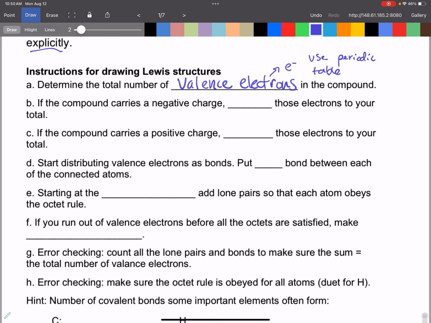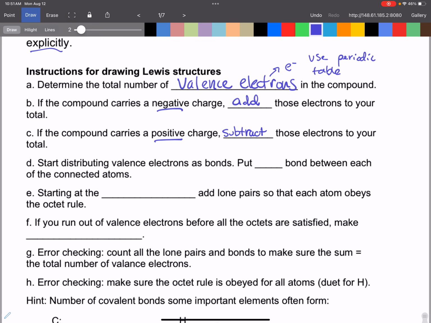If the compound has a negative charge, that means it's negative because it has an extra electron or two or three or however many, and you're going to add those numbers of electrons to your total. But if it has a positive charge, it's positive because it's deficient in electrons, and so you're going to subtract those electrons from your total, not add to your total.